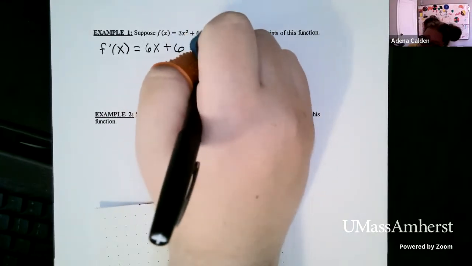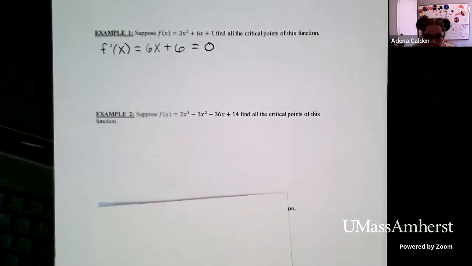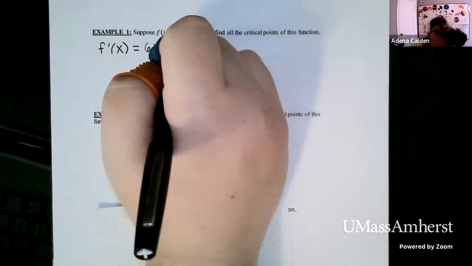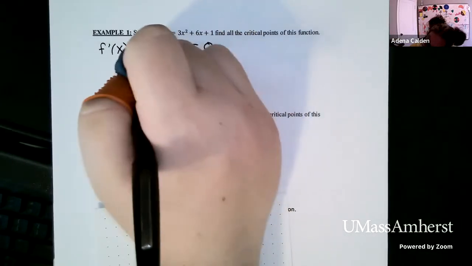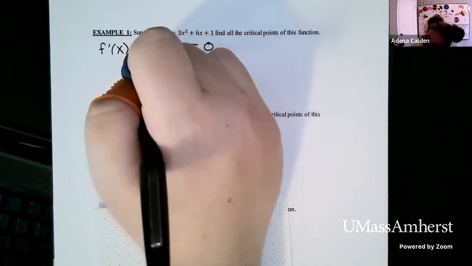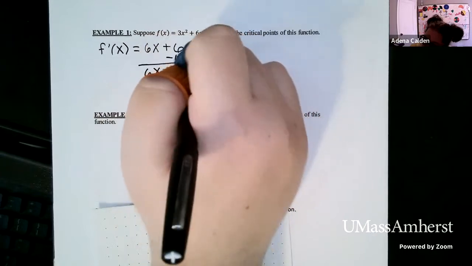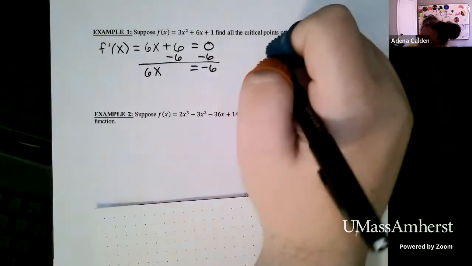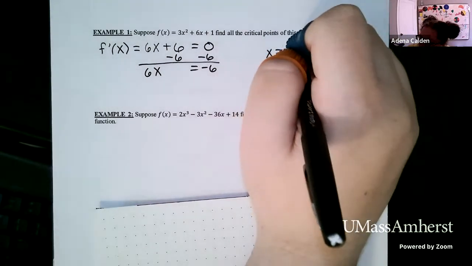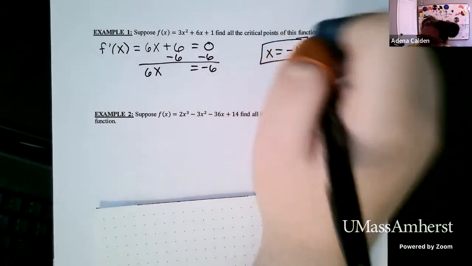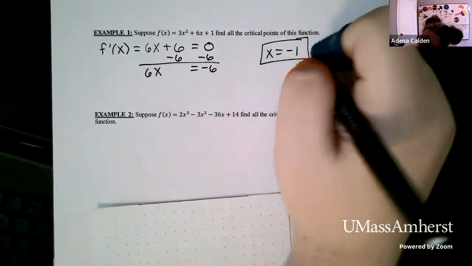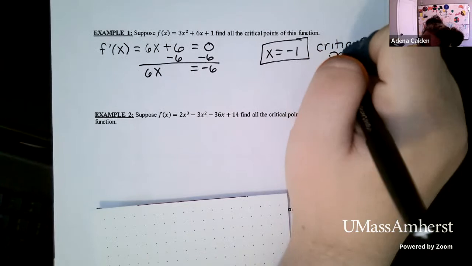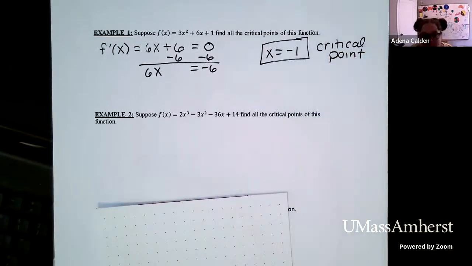So we want to know, when does the first derivative equal 0? Okay, so here we can subtract 6 on both sides. So we have a 0 here. So we have 6x equals -6. We divide both sides by 6. We get x equals -1. So we have one critical point, and that point is x equals -1.